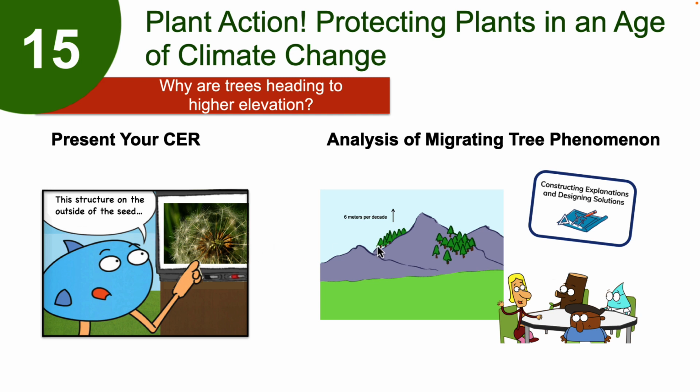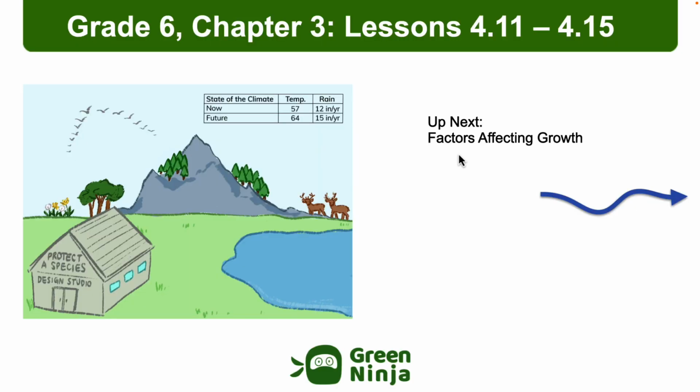Then students revisit the phenomenon that some tree species are migrating up the slopes of mountains, and they participate in a small group discussion on how their new understanding can explain this phenomenon. They also discuss what they can do to help these tree species survive. Up next, factors affecting growth.